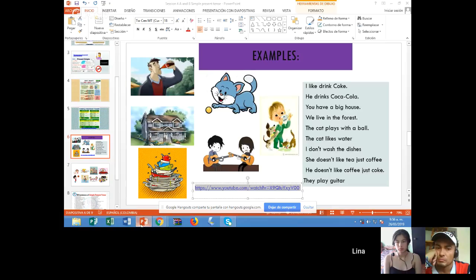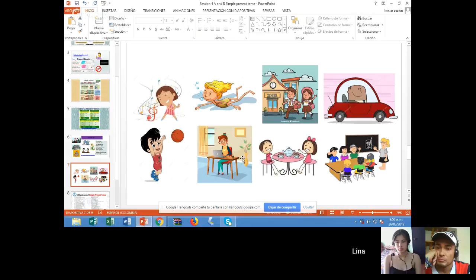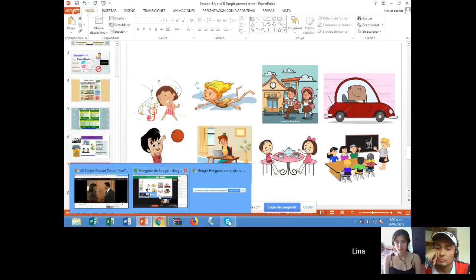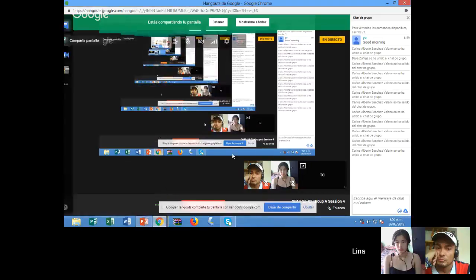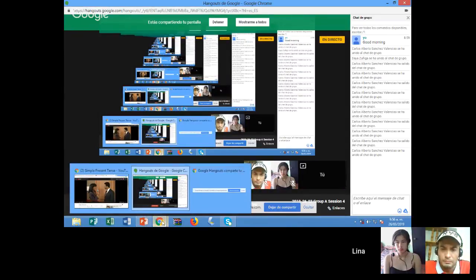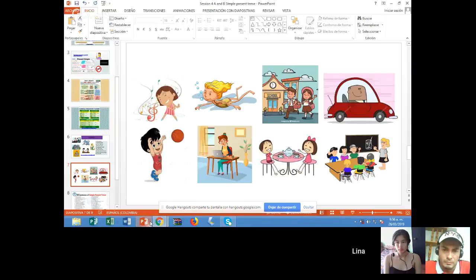So here we have some images. Dayana, you can check the images and you can practice the simple present tense. You can write and we can check if it's true or not. You can make affirmative questions, negative, whatever you want. Dayana and Carlos too. You can write it in the chat, please.